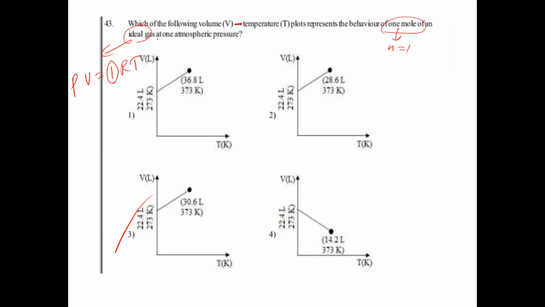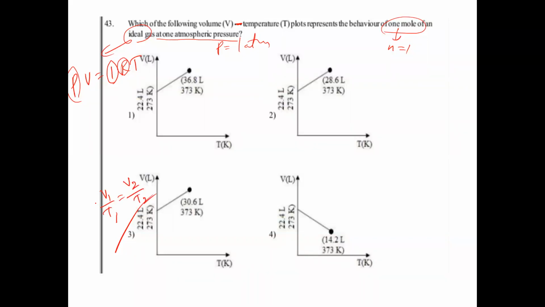Is that clear? And at 1 atmospheric pressure, P is equal to 1 atm they give. So pressure is equal to 1 atm. Now R is anyhow constant. Now what is the relation between volume and temperature? Directly proportional to each other. Volume is directly proportional to temperature. So the formula here is V1 by T1 is equal to V2 by T2.